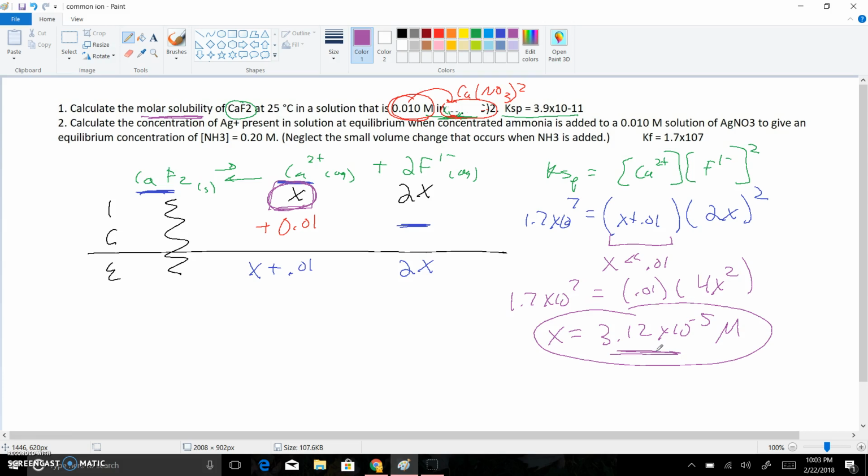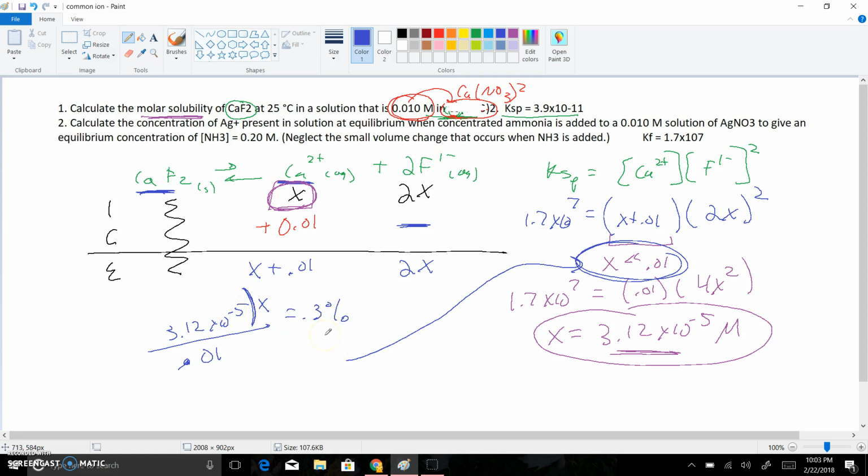I hope that makes sense. One thing I kind of forgot for a second there was that I made an assumption right here, so I should check my assumption. I assumed that x is much smaller than 0.01, so I want to do 3.12 times 10 to the negative 5, that's my x value, divided by 0.01. If I find that as a percentage, it's 0.3%. So it's like a 0.3% error. That's a fair assumption. Anything less than 5% is always good. So that checks out, and my answer is good. I hope that helped.